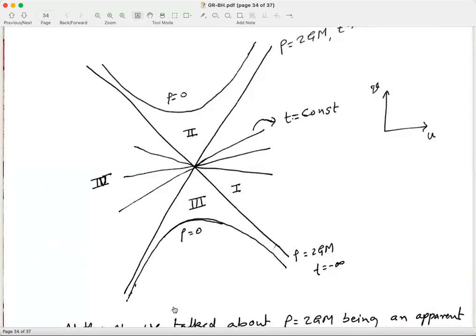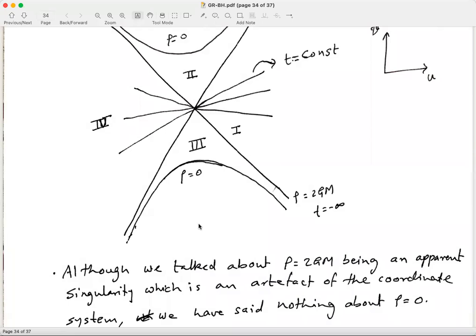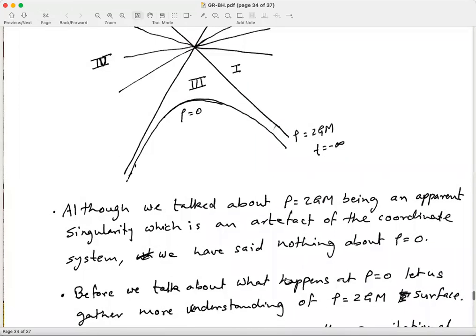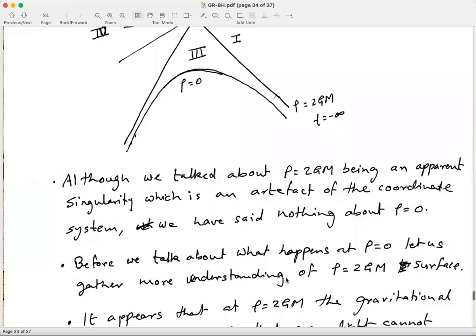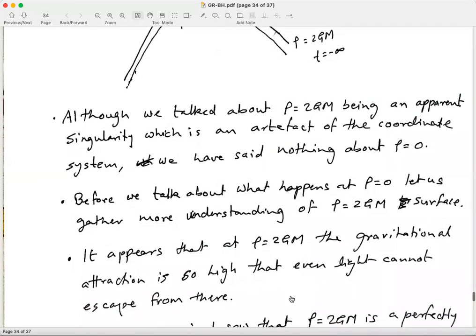So far, what we have been talking about is mostly rho equals 2GM, and very rarely rho equals 0. But rho equals 0 is the location at which the point mass is sitting. In fact, if you look at the Schwarzschild metric, rho equals 0 has a singularity again. But unlike rho equals 2GM, where we also had a singularity which is a coordinate singularity, rho equals 0 is not a coordinate singularity. In fact, at rho equals 0, some curvature invariants diverge, as against rho equals 2GM, where nothing special happens.